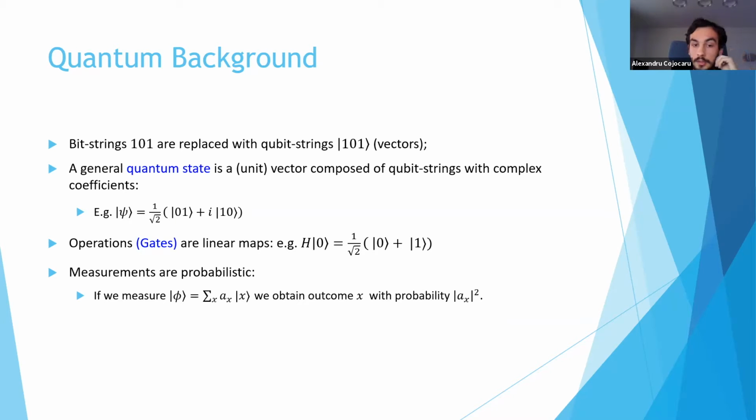And one way to manipulate quantum states is through gates, which are essentially linear maps. Such an example is the Hadamard gate, which essentially maps 0 to an equal superposition between the 0 state and the 1 state. Another important concept in quantum computing refers to quantum measurements, which are probabilistic in nature. So if we have a state phi, which is the superposition sum over x of a_x times the state x, then the measurement would result in obtaining some outcome x with probability a_x squared.